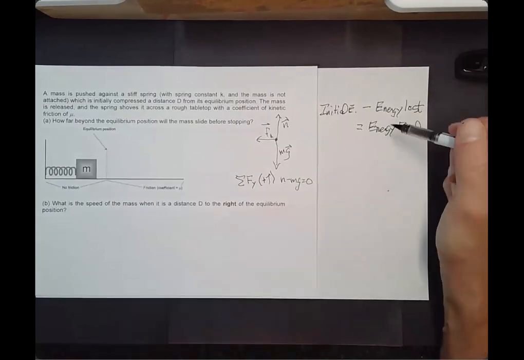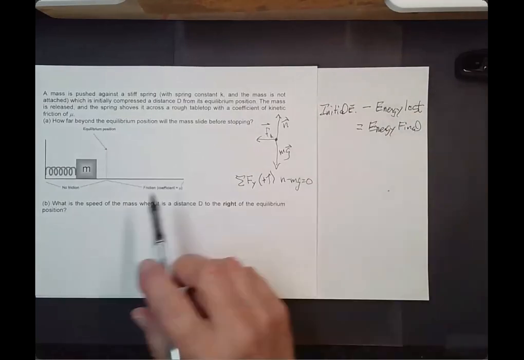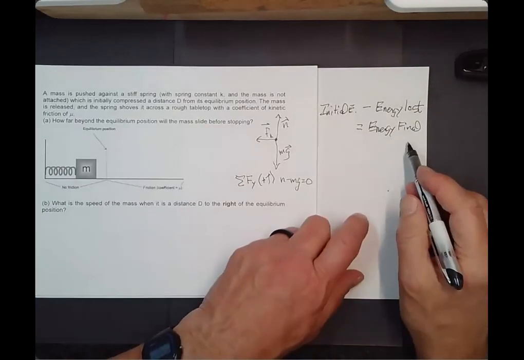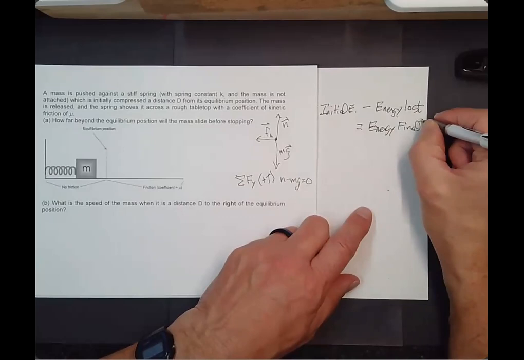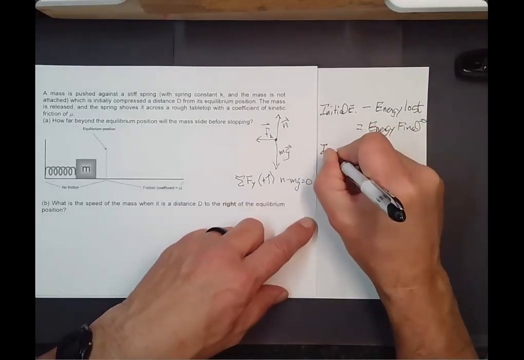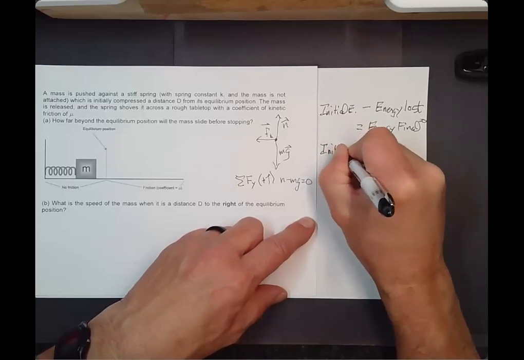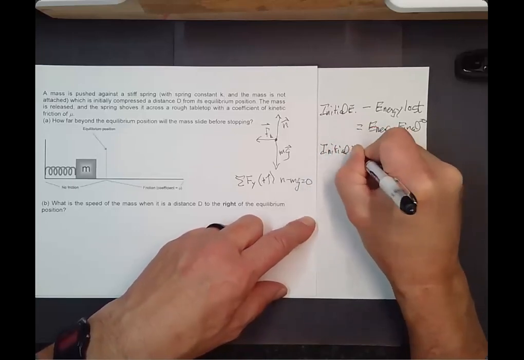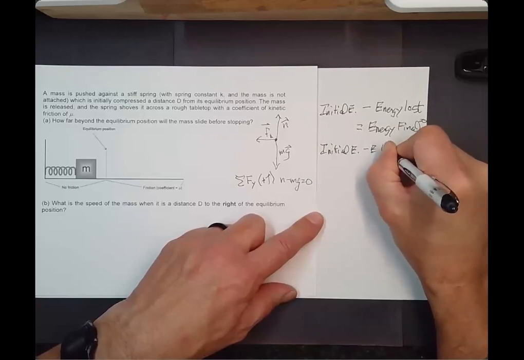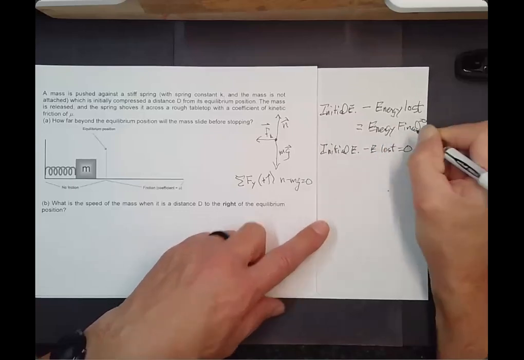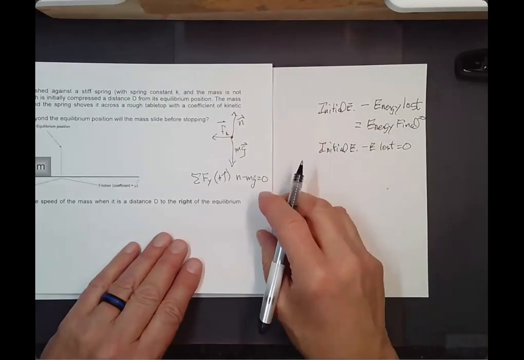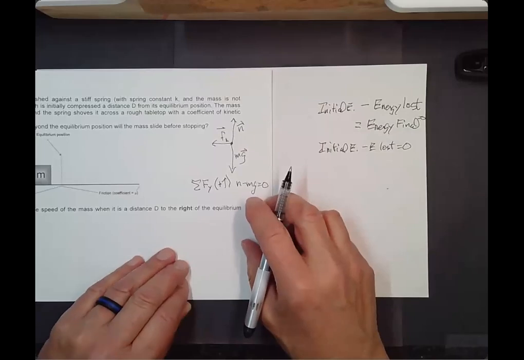But it comes to rest at the end and the spring is no longer stretched. So this is going to equal 0. So what we're actually saying is the initial energy minus energy lost is 0. Okay, well, we can figure out that. We just have to figure out how much work is gravity going to do.